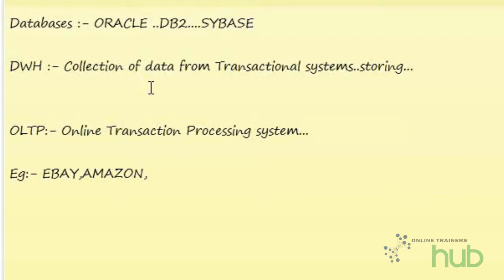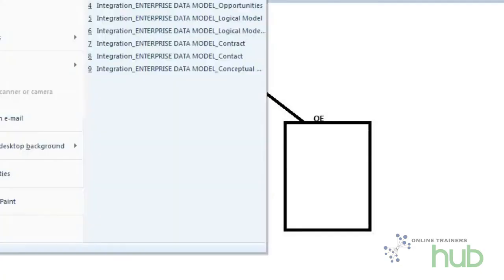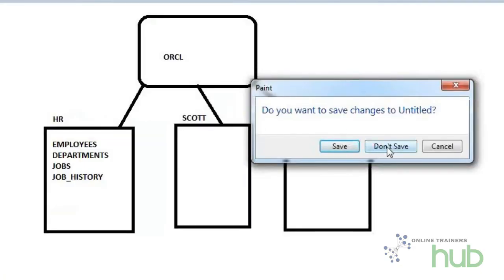When you talk about eBay or Amazon, customers are frequently booking orders, cancelling orders, and modifying orders. That is nothing but performing transactions, so these are called transaction-oriented applications. When we build the data warehouse, we are going to collect the data from different OLTP systems and then store it in a centralized place.